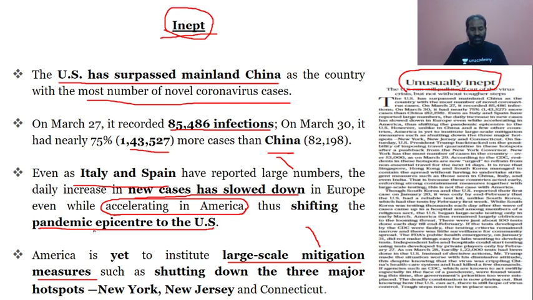But America is still not into the total shutting down of the three major hotspots, that is New York, New Jersey and Connecticut. These are the three states which are badly hit, and they are the hotspots in the US. And this is what is required at this moment for the US, to break the transmission of the virus, so that it does not spread to the various other states in the US. The point here is to go ahead with mitigating measures. That is very, very important at this time.